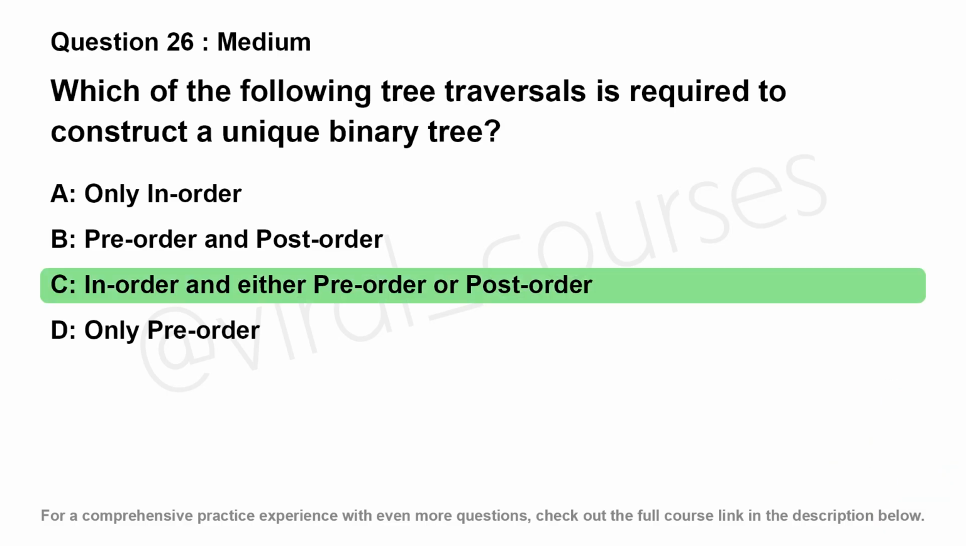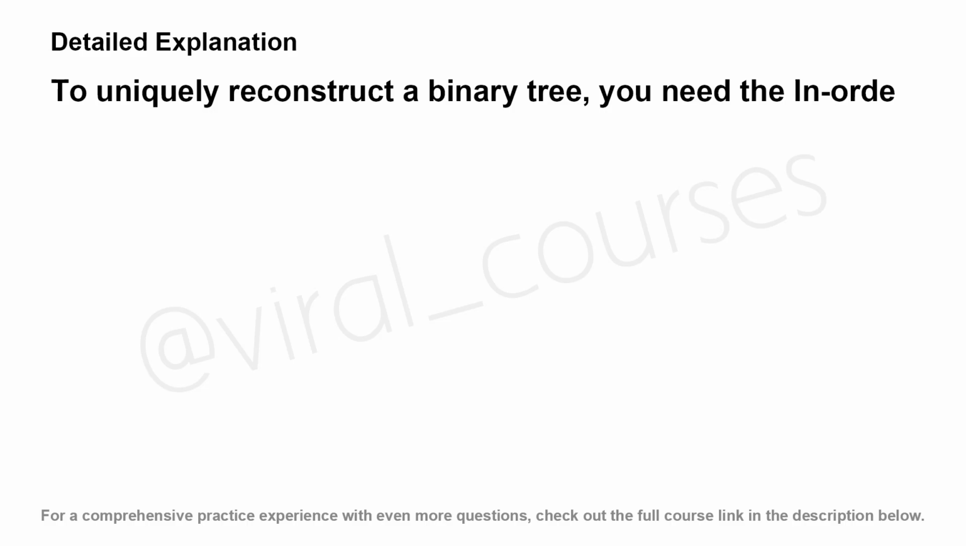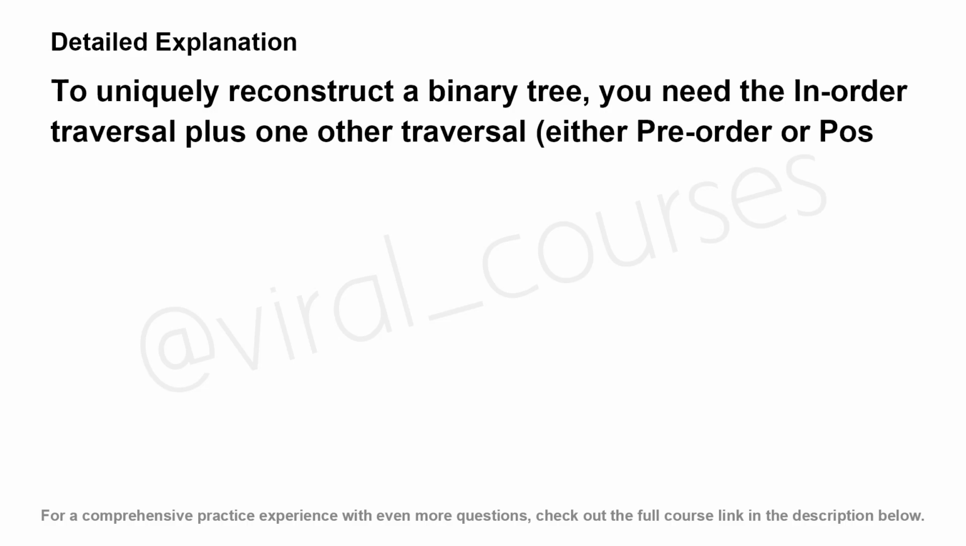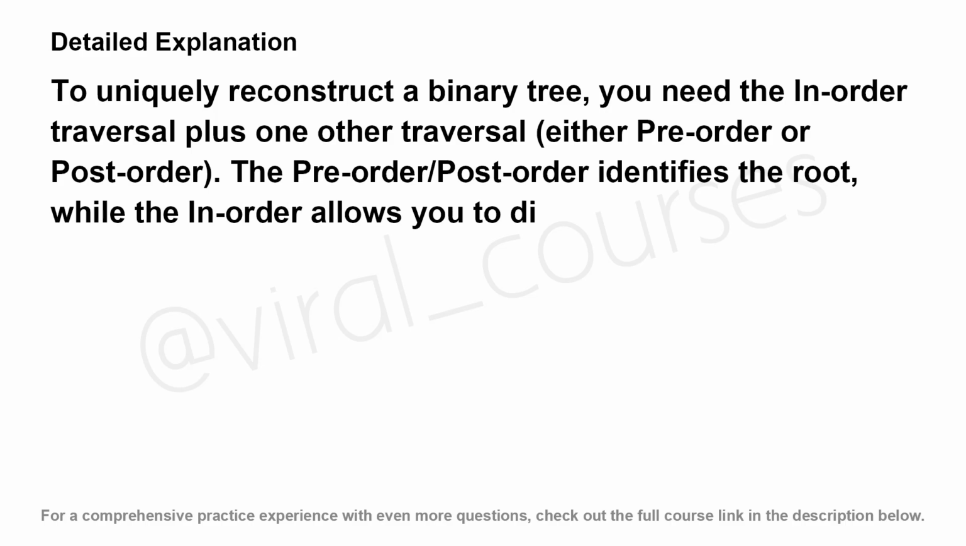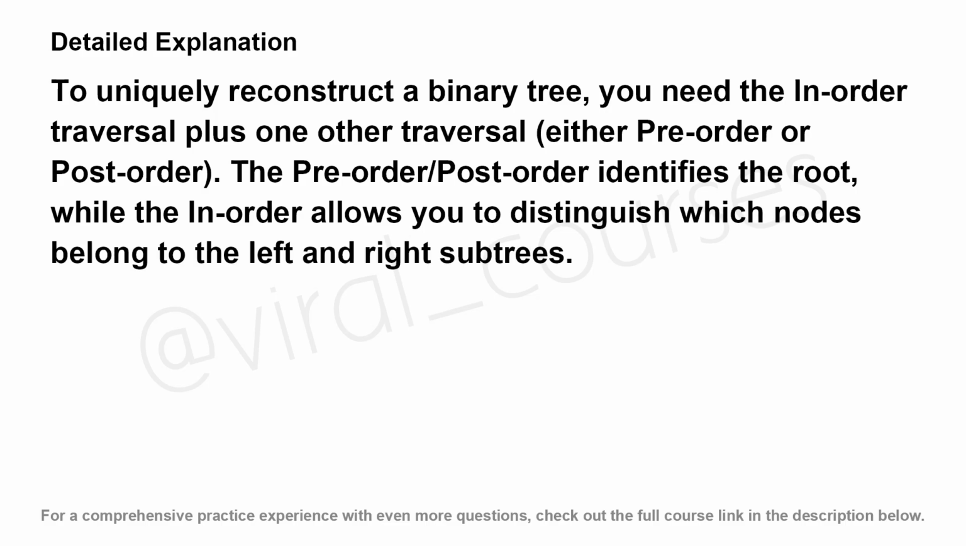The correct answer is C. To uniquely reconstruct a binary tree, you need the in-order traversal plus one other traversal, either preorder or postorder. The preorder or postorder identifies the root, while the in-order allows you to distinguish which nodes belong to the left and right subtrees.